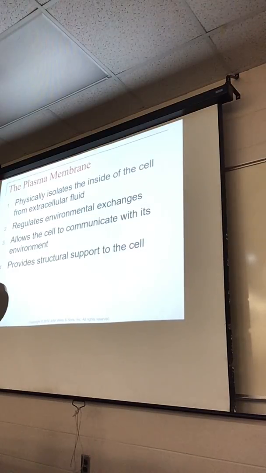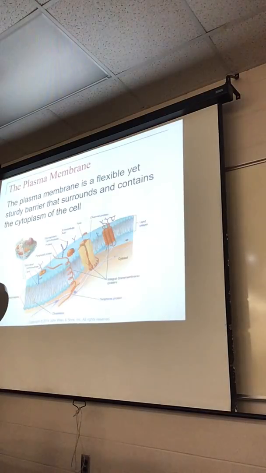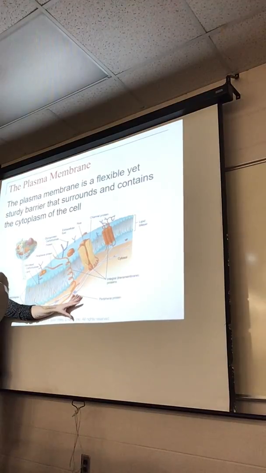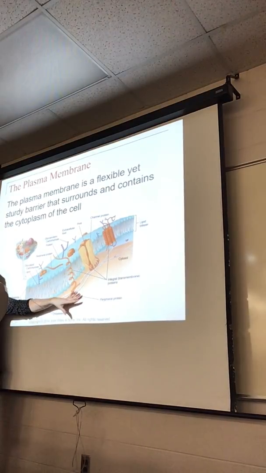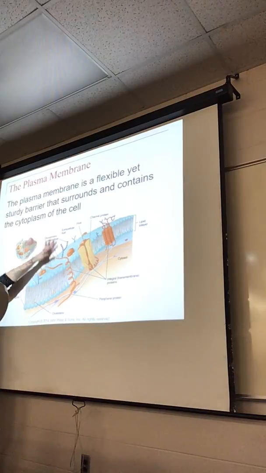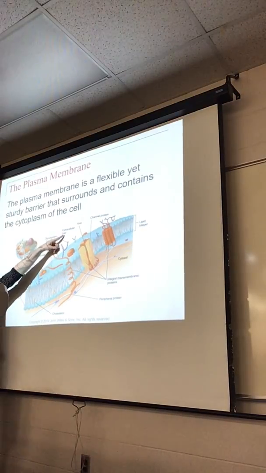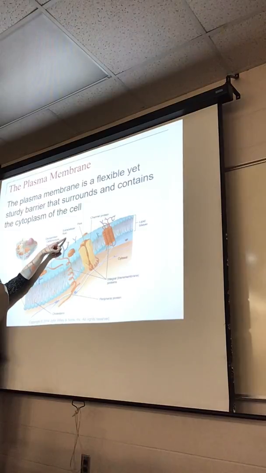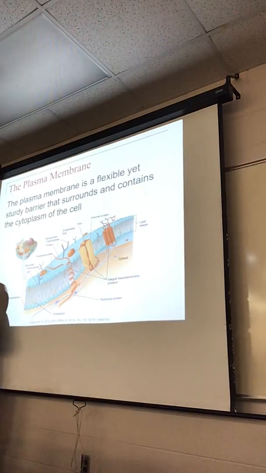So, four major functions of the plasma membrane. It physically isolates the inside of the cell from the outside of the cell. Now, I think one thing that we talked about in lab is intracellular versus extracellular fluid. All the stuff inside of the cell, so the cytosol, is considered intracellular fluid. And the fluids on the outside of the cell are the extracellular fluid. You'll sometimes see it in the book abbreviated ECF. So extracellular fluid is outside of the cell.